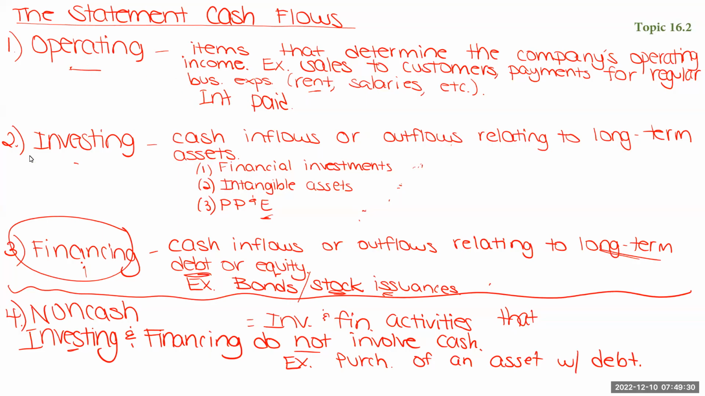All right, so we've talked about the three different sections. We're going to focus on this first section, the operating section. There are two ways to prepare this operating section. There are two methods: the direct method and the indirect method. That's what we're going to focus on now. Whichever method we use, they both produce the same cash flow result. It's just the path that they take to get there.